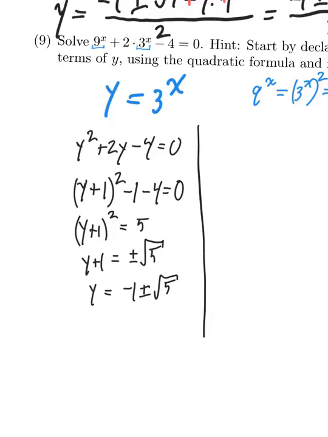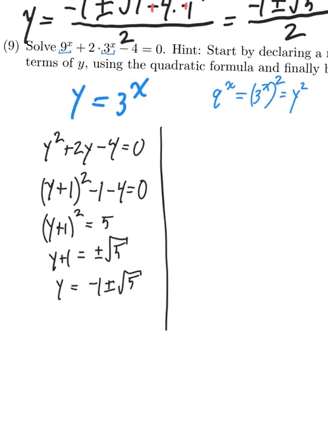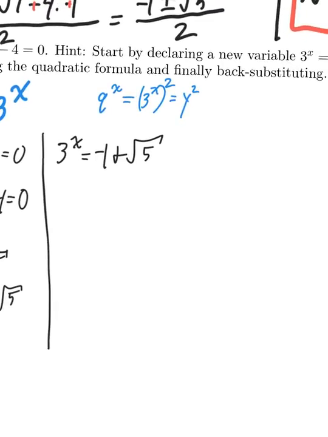But again, I wasn't interested in y. y was a fake variable that I added to make the algebra easier. I forgot about the 3 to the x because I could do the algebra without the 3 to the x there. Now I have to put the 3 to the x back. So I'll get two equations. 3 to the x is equal to negative 1 plus square root 5. And I'll get 3 to the x is equal to negative 1 minus square root 5.